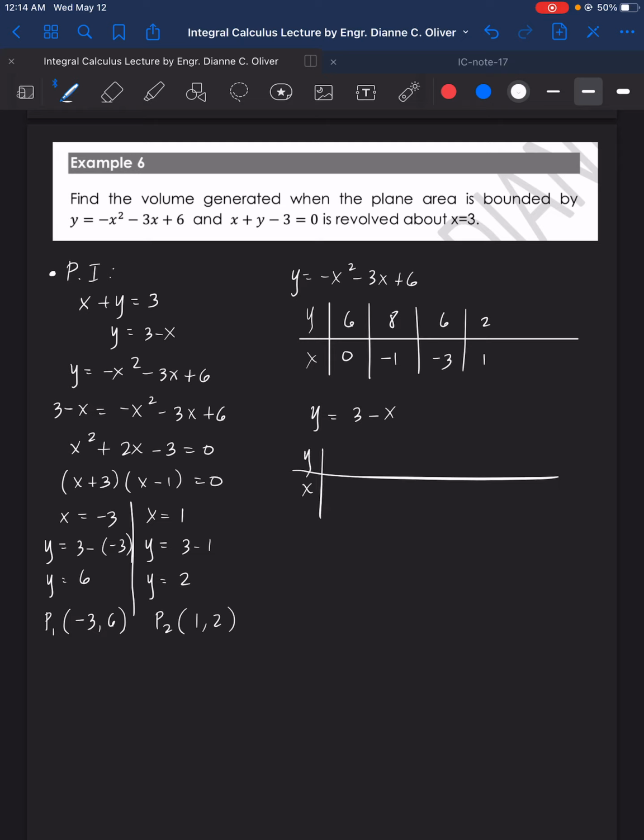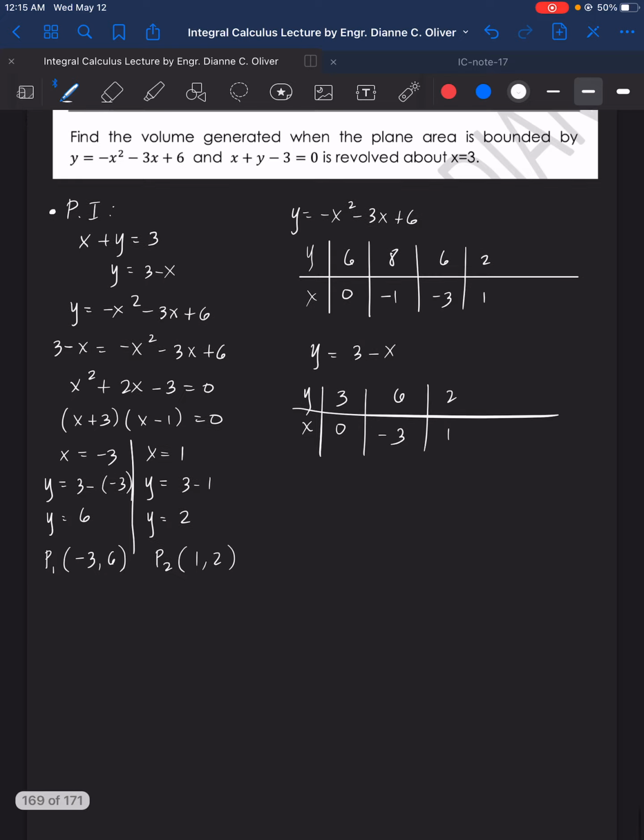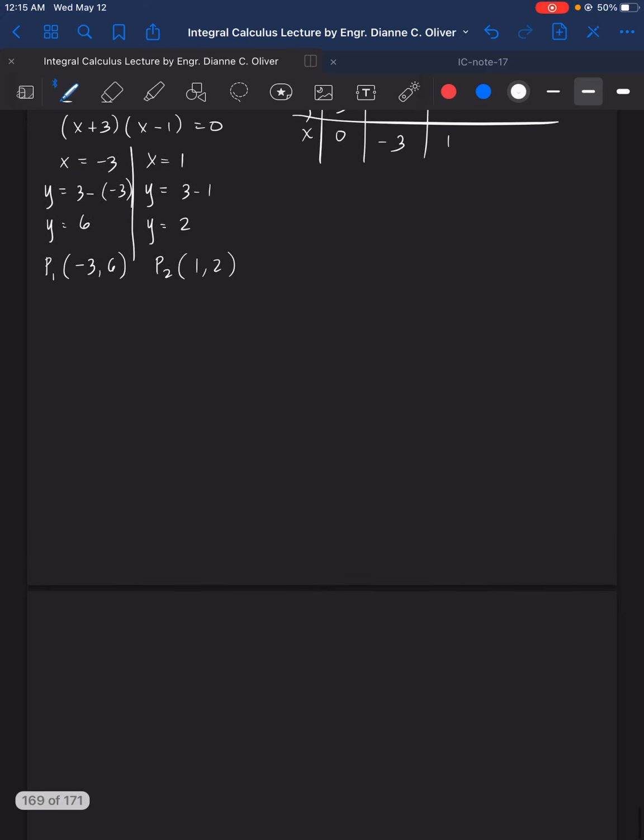Let's go to the line. So y is 3 minus x. If x is 0, y is 3. If x is negative 3, y is 6. If x is equal to 1, y is 2. Okay, now let's sketch the curve and the line. I think we can use this space here.